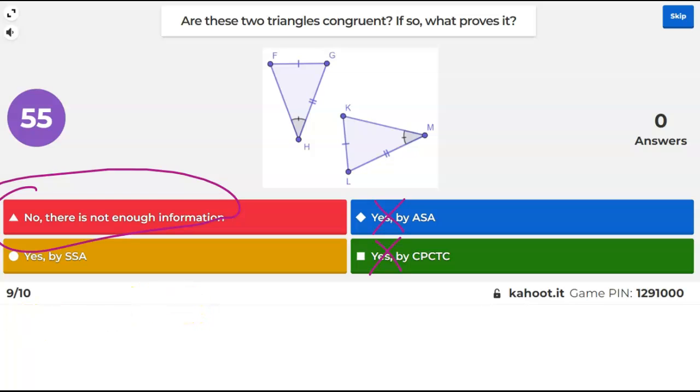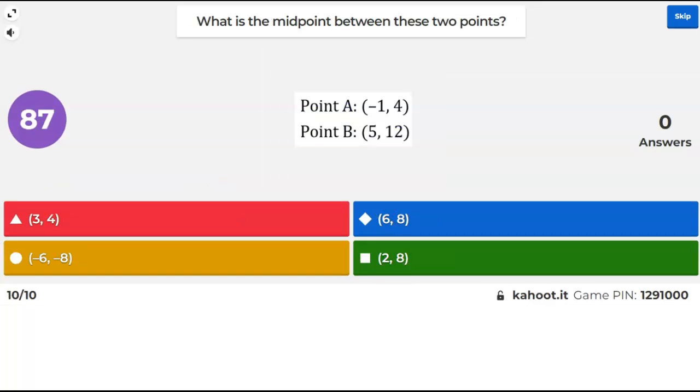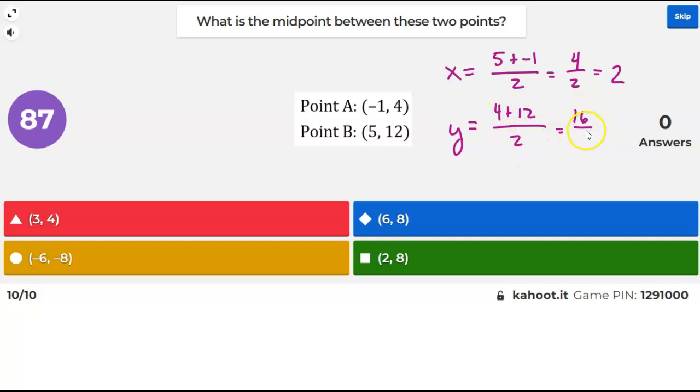And our last problem on this one. What is the midpoint between these 2 points? Remember, we found midpoint by averaging the two values. So our x value, we add them together and divide by 2. 5 plus -1 is 4, divided by 2 is 2. We do the same with the y value. 4 plus 12 over 2. That's 16 over 2, which is 8. And our overall answer here is 2, 8.